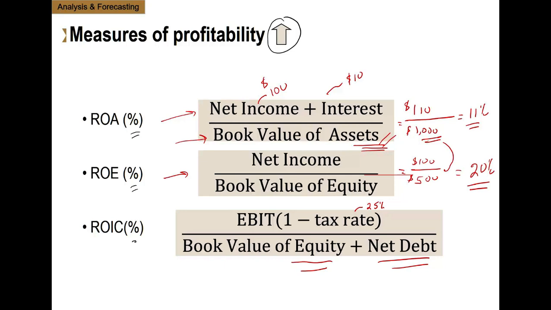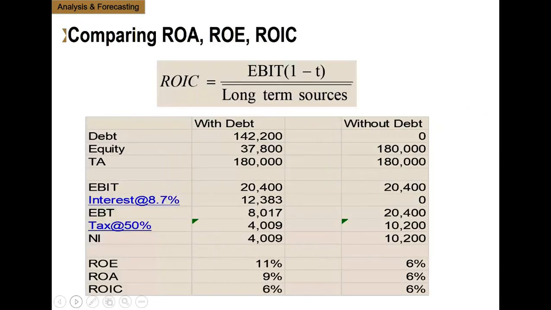I'm going to argue that the ROIC is a much cleaner and more stable measure than the first two. Let me show you that using an example. Suppose that you have a company that wants to fund $180,000 of new assets, right? Now, those assets can be funded through debt and equity or only through debt.